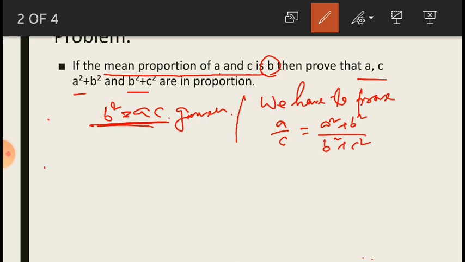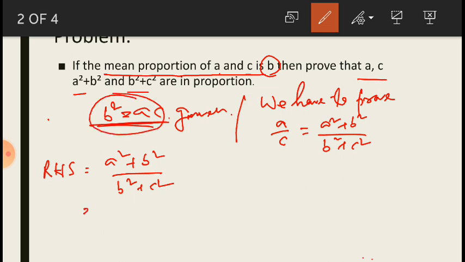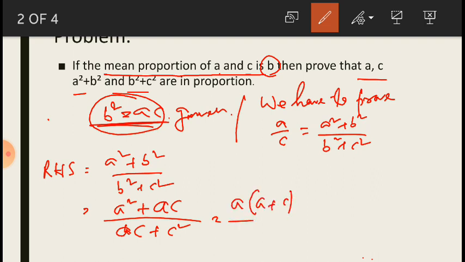So now I consider the right hand side, that means A square plus B square divided by B square plus C square. Whenever we consider that, we just have to put these values in. A square plus B square equal to AC plus AC divided by B square equal to AC plus C square. That means taking common A here, that is A plus C, and taking common C here, that is A plus C. So this A plus C will be cancelled out and we have A divided by C here. So this is the left hand side.